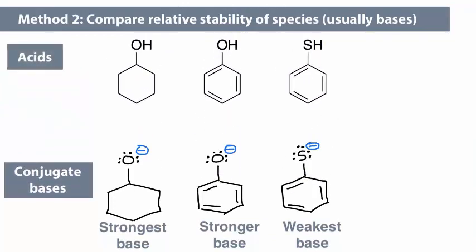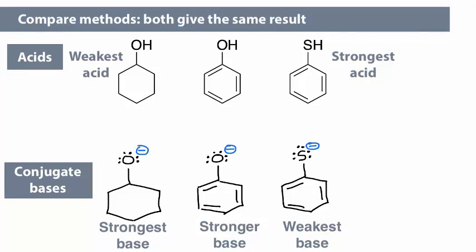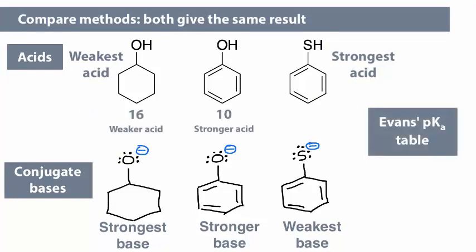The weaker the conjugate base, the stronger its acid. So thiophenol is the strongest acid in this series. We can confirm our analysis by finding its pKa value in Evans' pKa table. It is approximately 7.